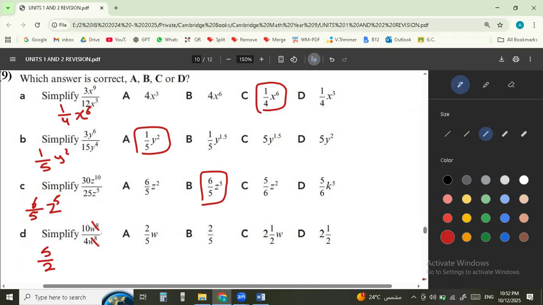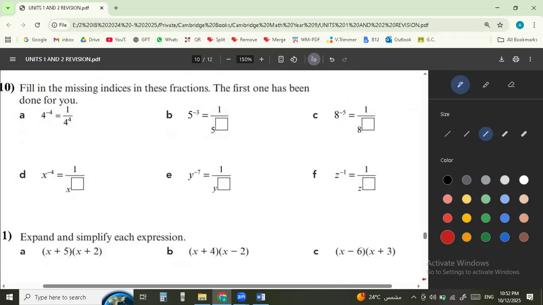Yes, it's not here, but they wrote it over there as a mixed number. I know the denominator is going to stay the same. How many twos are in 5? Two twos, remainder 1. So it is 2 and a half. This is something that you took in year 5 as well and year 6. 4 to the power of -4 is the same as 1 over 4 to the power of 4. Yes, when we switch the power, the sign of the power changes. So 5 to the power of -3, when I put it down, becomes 5 to the power of 3.